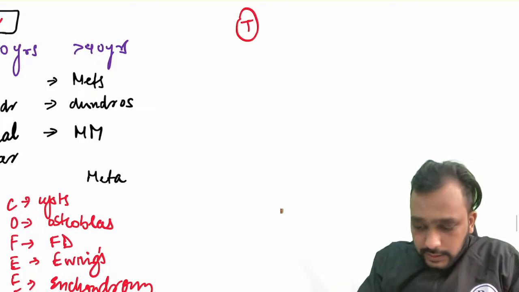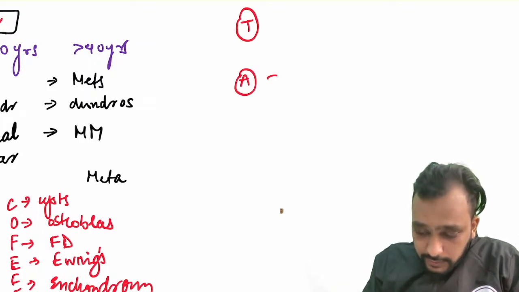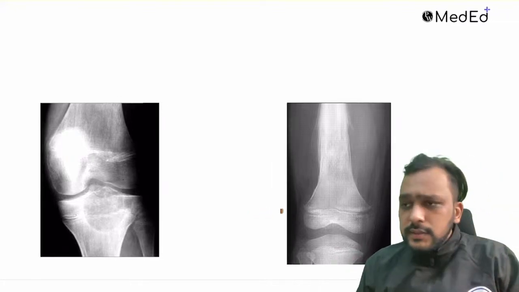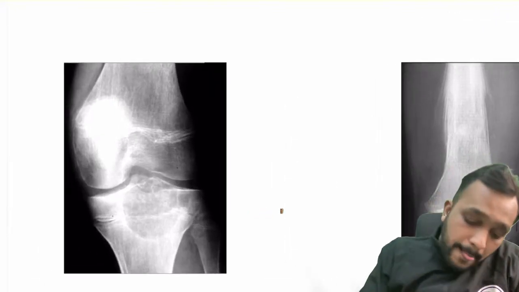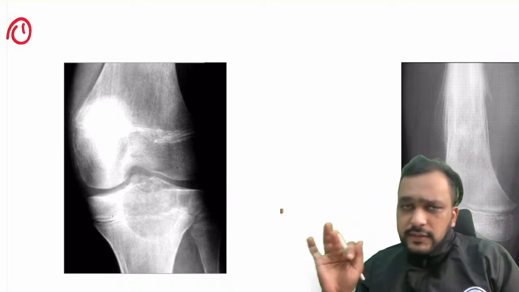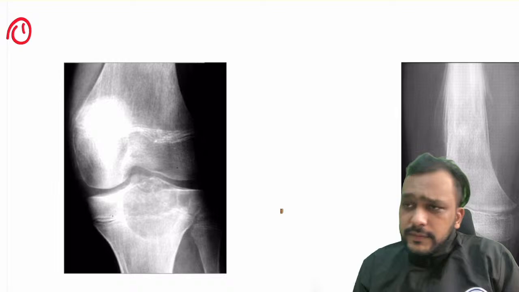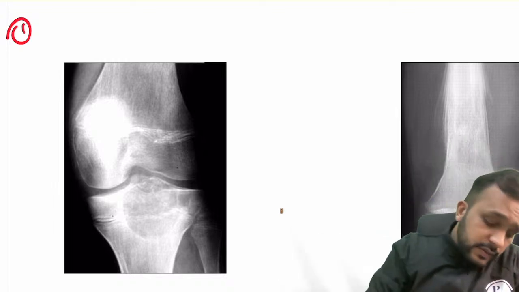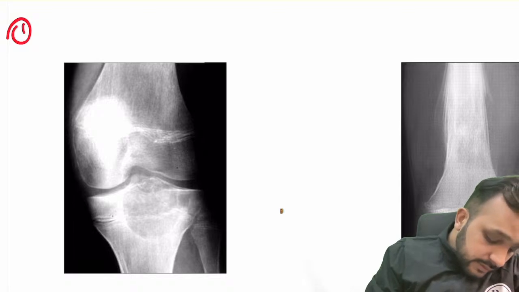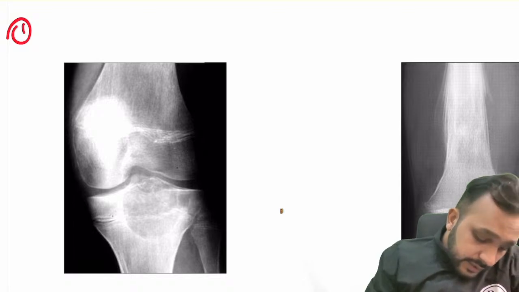T stands for transition zone and A stands for appearance. So we will see based on appearance. Just look at this first X-ray. Of all the images from the bone tumors, this is the most important image that you should remember. What are you able to see on this image?